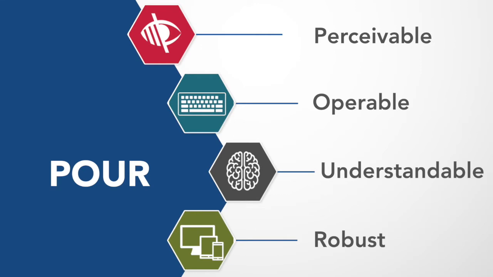Accessible education materials must be perceivable, operable, understandable, and robust. Thinking of the acronym POUR can be helpful in remembering the essentials of quality accessible materials, whether the materials are purchased, borrowed, or created. Remember to pour accessibility into your materials.